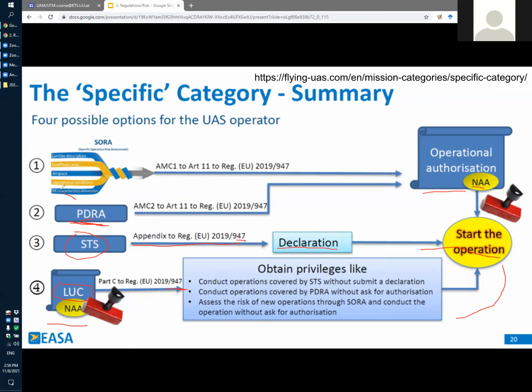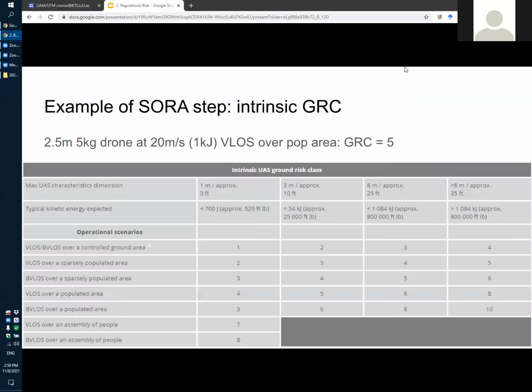And last but not least, if you are starting from scratch, the most general thing you can do is to do SORA. And yeah, it's a multi-step and involved process. And here is an example of a SORA step. Intrinsic GRC, you will look at the regulation. I will just quickly go through it.